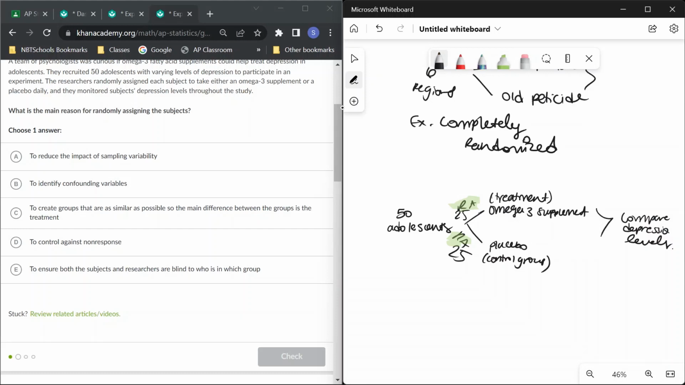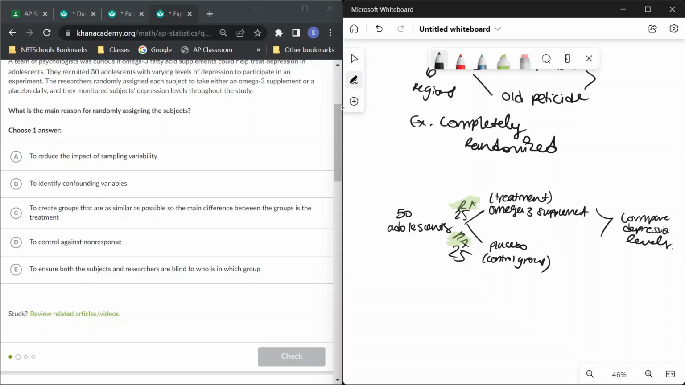To reduce the impact of sampling variability. I guess. To identify confounding variables? No. To create groups that are as similar as possible, so the main difference between the groups is the treatment. Kind of. To control against non-response? No. To ensure both subjects and researchers are blind? No. So it's either A or C.